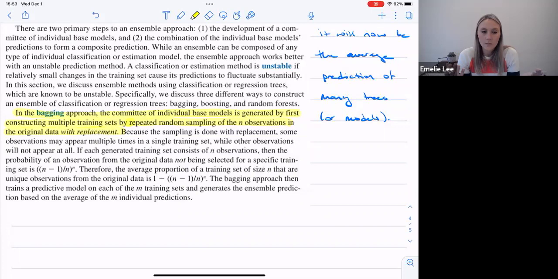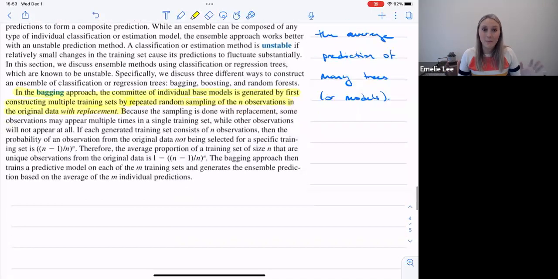And also there's the possibility that some observation doesn't appear in any of the training data. But overall, we have many training sets that we can apply these models to, and then we can compile the results, and our prediction is going to be kind of the meltdown of all those training sets.